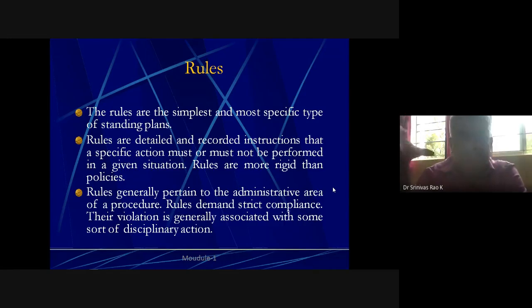So policies are not very detailed instructions, but in rules, it is clearly told: you are not supposed to come late to the college. So this is the rule. You are not supposed to come late to the online class, that is a rule, but no one follows the rule. Rules generally pertain to the administrative area of a procedure. Rules demand strict compliance. Their violation is generally associated with some sort of disciplinary action.